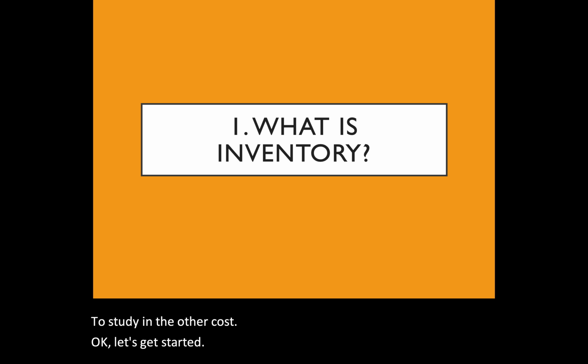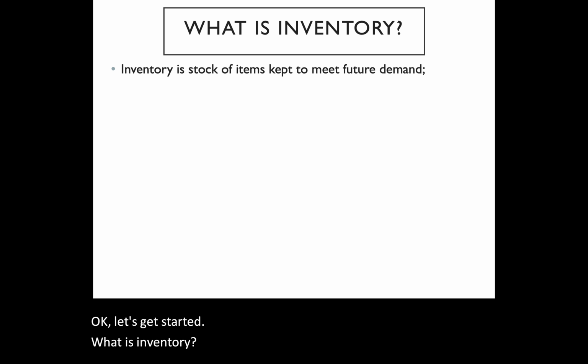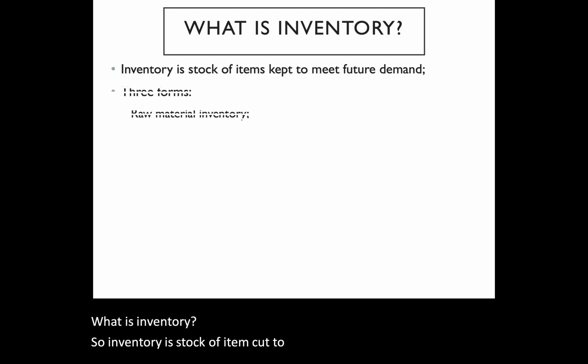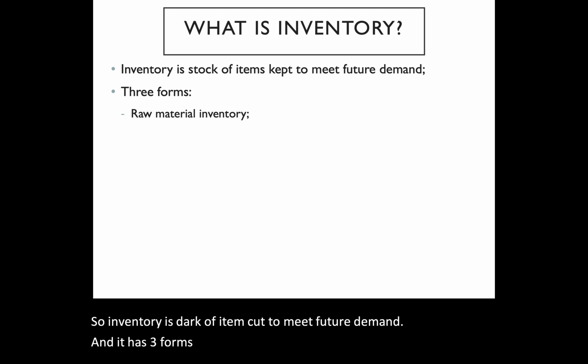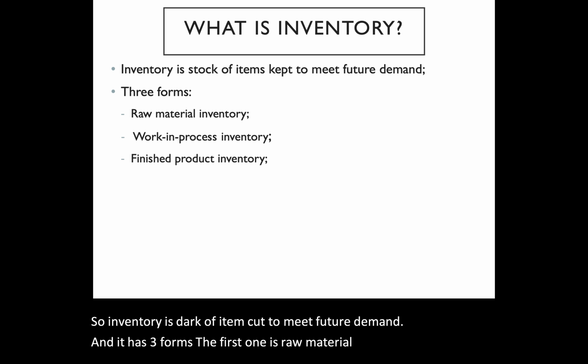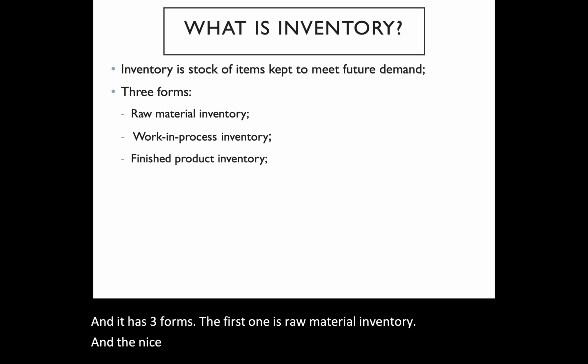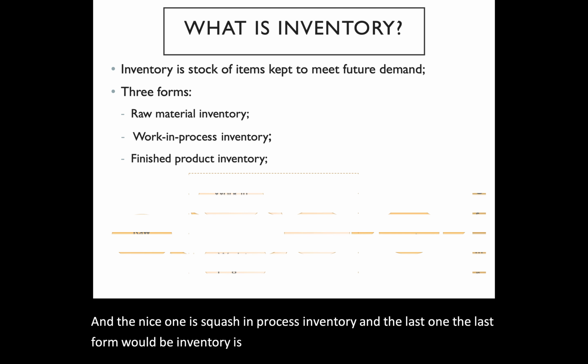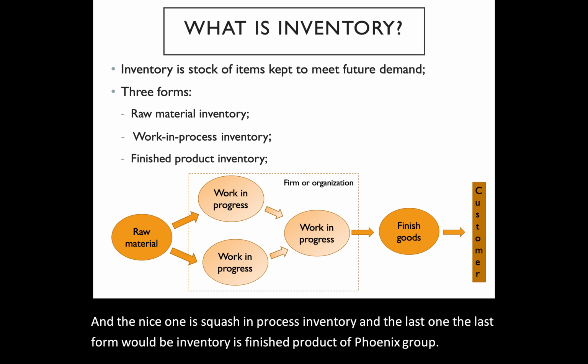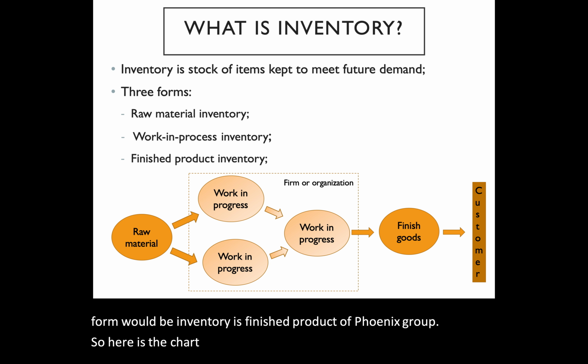What is inventory? Inventory is stock of items kept to meet future demand, and it has three forms. The first one is raw material inventory, the next one is work in process inventory, and the last form of inventory is finished product or finished goods. So here is the chart, the figure for you to understand the difference between these three forms of inventory.